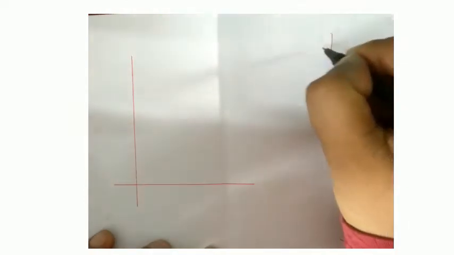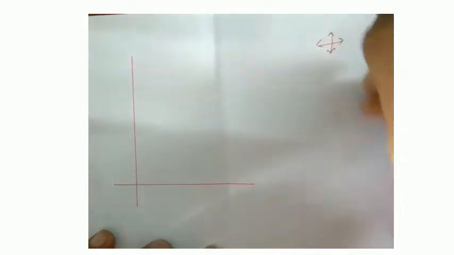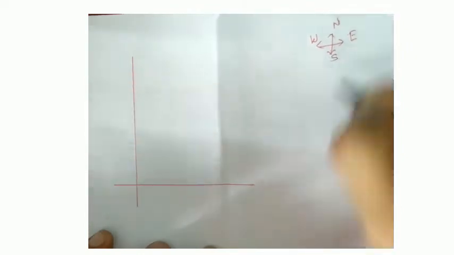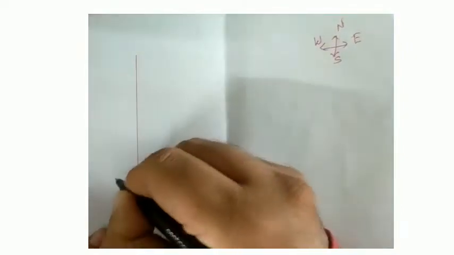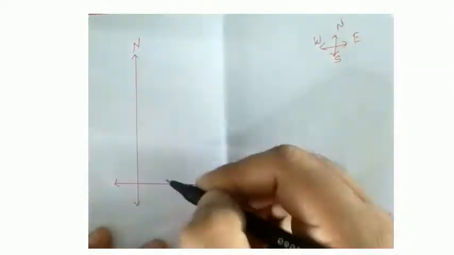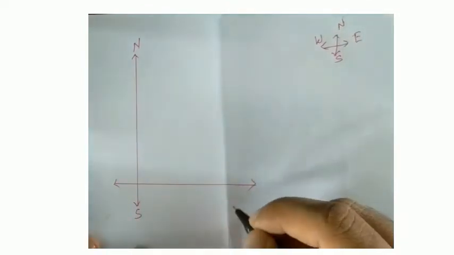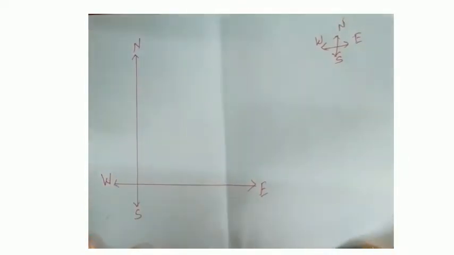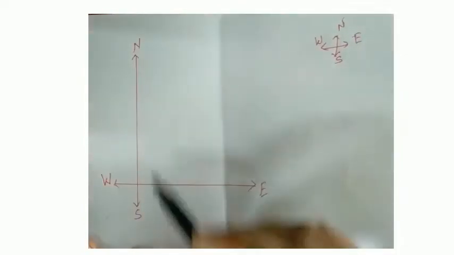In this question, streets are drawn in the east-west direction and north-south direction. So we mention here, this one is our north direction, this one is south direction, this one is our east and this one is our west. So we plot a road which is in the direction east-west and north-south.